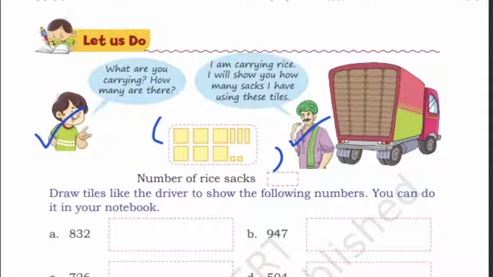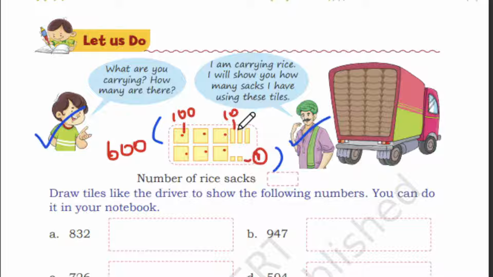So let me change the color to red. Okay. So we have tiles here. This indicates 100. The bigger one indicates hundreds. And this one, tens. And this one is ones. Okay, so it's hundreds, tens, and ones. So how many hundreds we have? One, two, three, four, five, six. So six hundreds are 600.